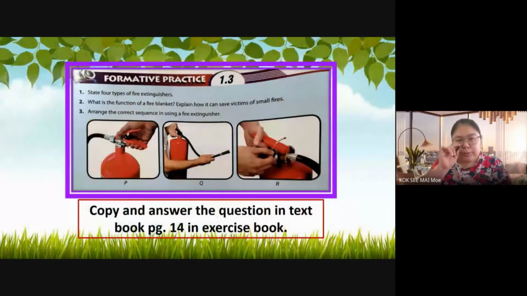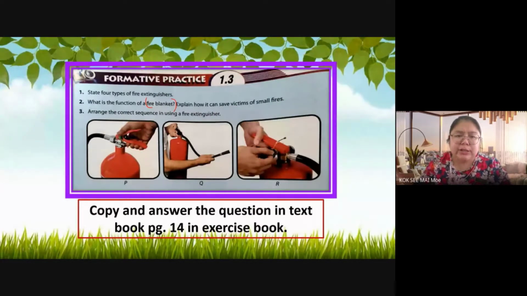So this one should be the last one. Formative 1.3. State the 4 types of fire extinguishers. 4 types only. So you copy the question, then you answer it. What is the function of the fire blanket? This one you can find from the books. And explain how it can save the victim from a small fire. How to save, where they wear, put the whole body, cover the body, after that come up.